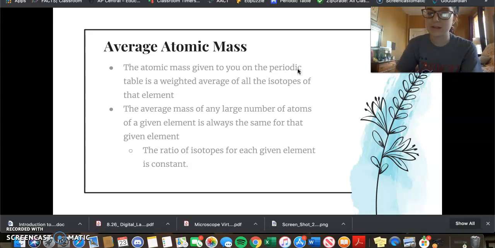The average mass of any large number of atoms of a given element, so if you have a large sample of an element, is always the same for that given element. Okay, so if you had 2 different samples, the average mass of those 2 samples would be the same. So the ratio of isotopes for any element is going to be constant. Whether you have a sample of hydrogen in one room and then a can in another, the ratio of isotopes within those 2 samples is going to be the same.